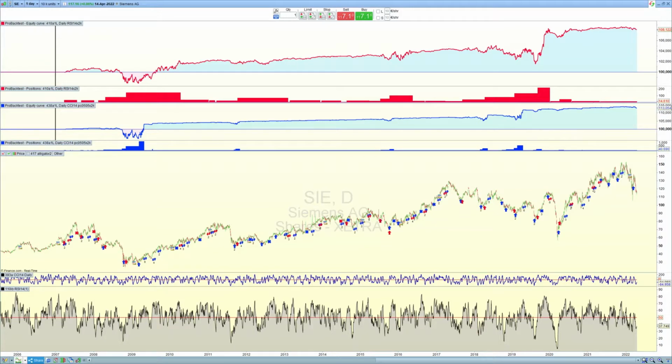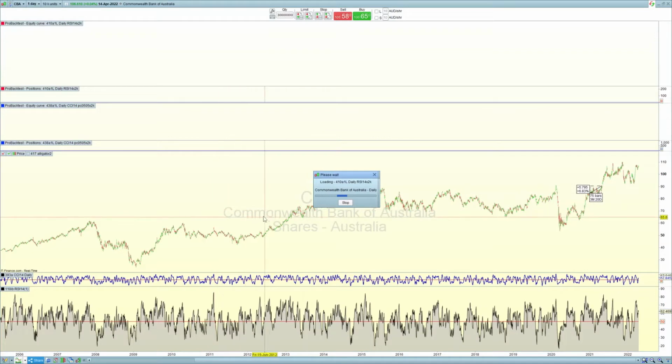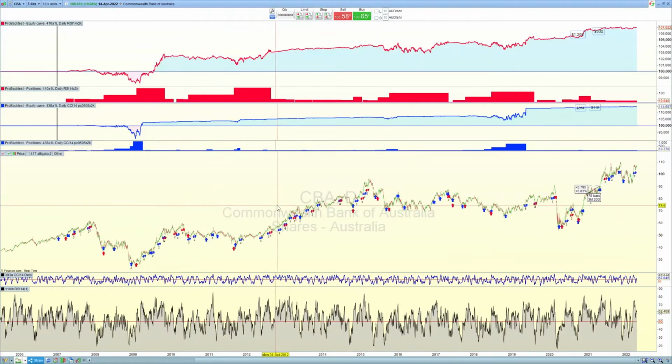The first chart I'm going to show you is the Commonwealth Bank of Australia. So the Commonwealth Bank of Australia, first I want to explain what this chart looks like. So this is a price chart, and I'm going to zoom in a minute. Down here we've got the CCI14, and this is a relative strength index 14 period, with the red line indicating the 50 line. Where it crosses over, we buy.